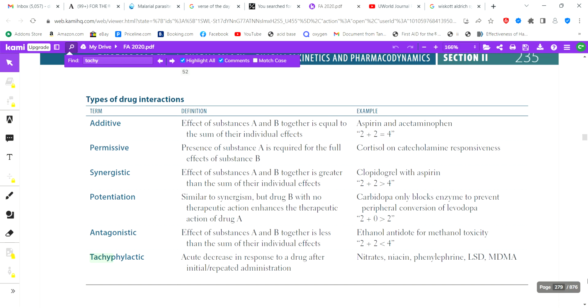Types of interactions: you have nitrates, niacin, phenylephrine, LSD, MDMA. All of these cause tachyphylaxis. That's what tachyphylaxis is: an acute decrease in response to a drug after initial repeat administration. Some examples of drugs that cause tachyphylaxis: nitrates, niacin, phenylephrine, LSD, and MDMA.